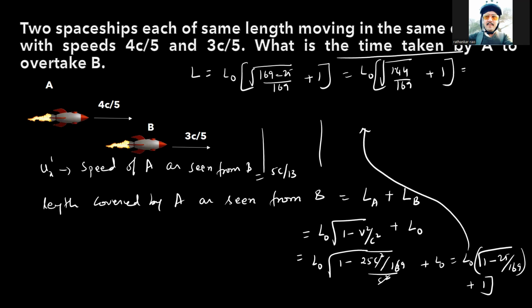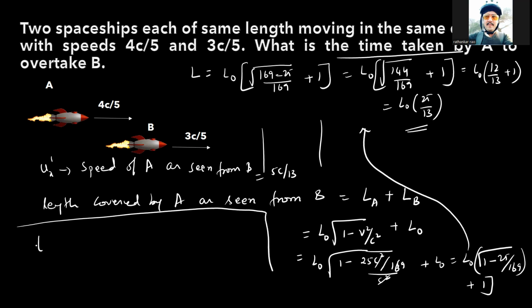The root of 144 by 169 is 12 by 13, so this is L0 into 12 by 13 plus 1, which is equal to L0 into 25 by 13, since 12 plus 13 is 25. I get this answer. Now what is it that I need? I need time. So how do I calculate time?